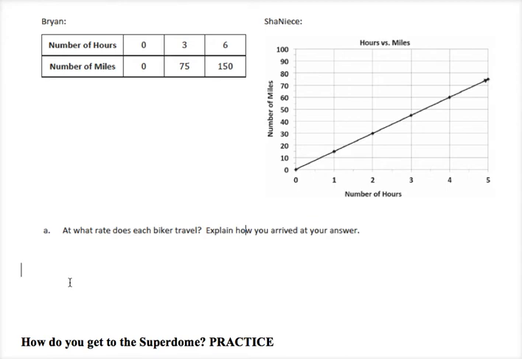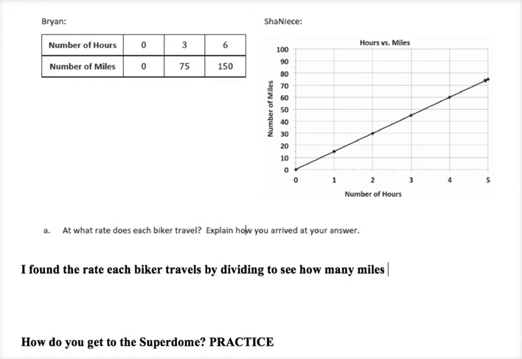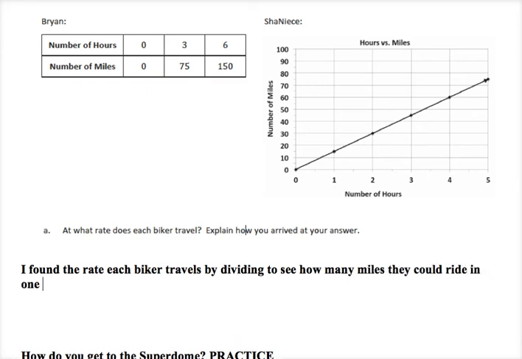So you should have written something like, I found the rate each biker travels by dividing to see how many miles they could ride in 1 hour. That would get you full credit.